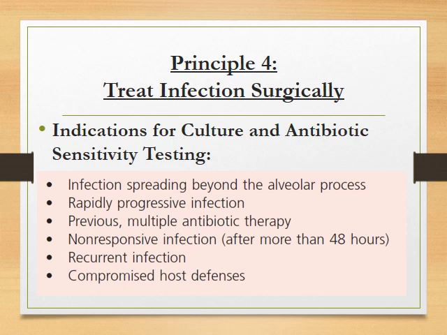Recurrent infection. When the initial infectious problem has resolved, an infection-free period between 2 days to 2 weeks follows, then a second infection will occur. There's a high probability that the infection is caused by bacteria that are resistant to the previously used antibiotic. Finally, compromised host defenses. Patients with a compromised immune system have the propensity to harbor unusual pathogens. This should be identified by culture and sensitivity testing.